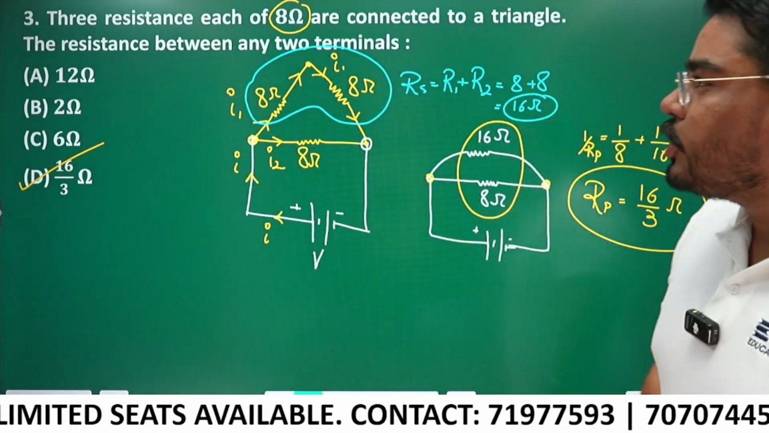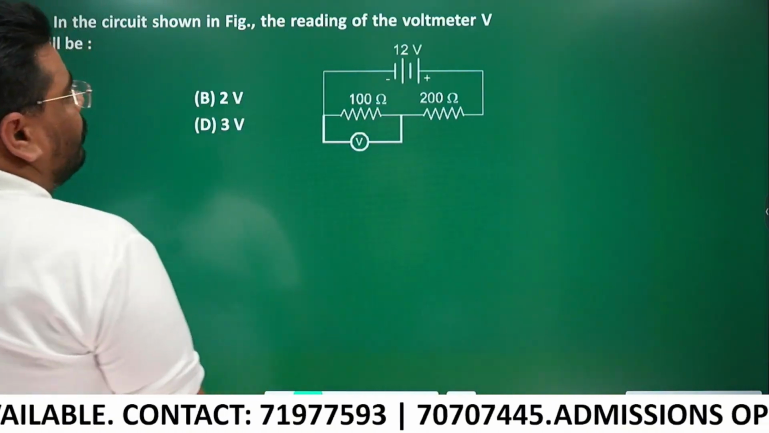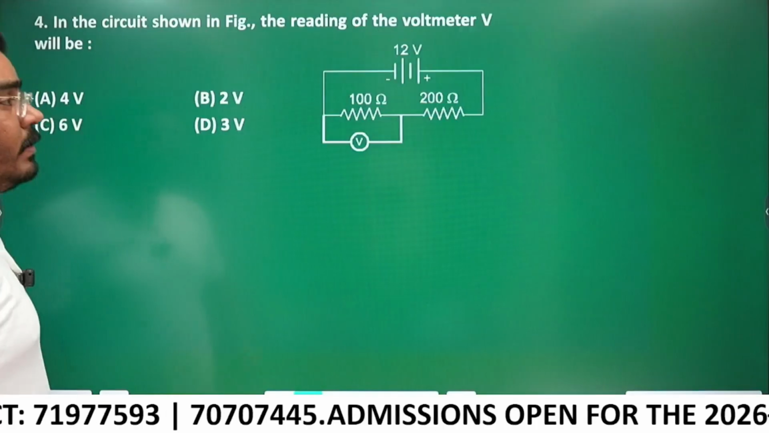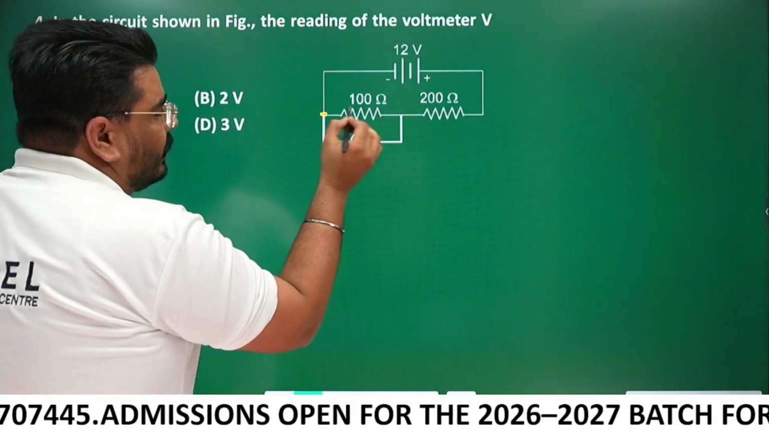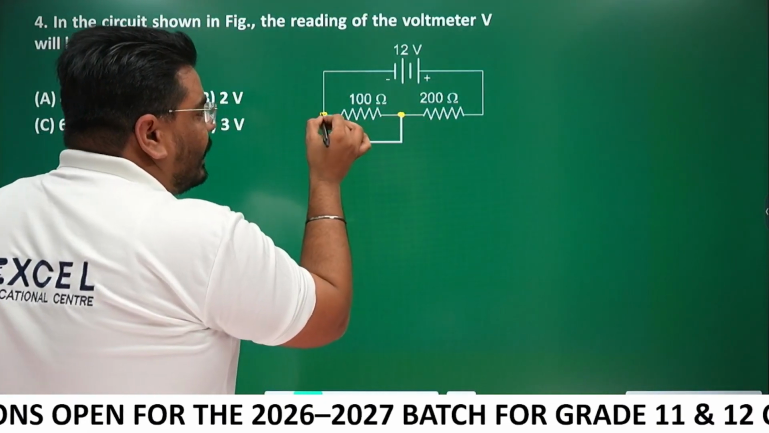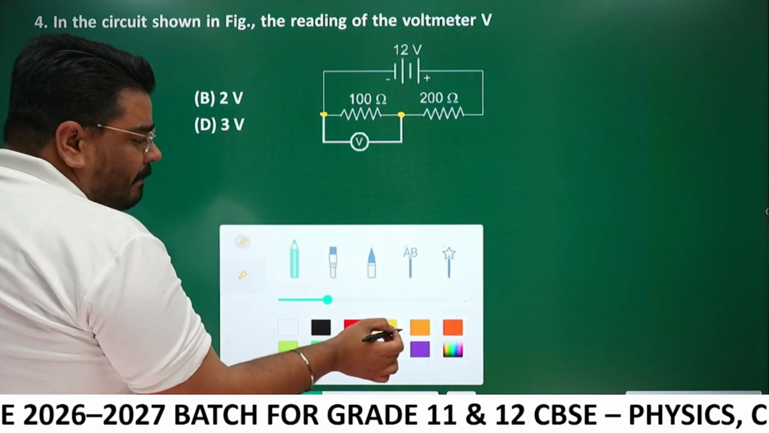Moving on to question number 4. In the circuit shown in the figure, the reading of the voltmeter V will be? Very good. Sir, they are asking me what is the potential across this particular resistor, because the voltmeter is connected across only the 100 ohm. So sir, I need the potential difference across 100 ohm. How can we find it out?